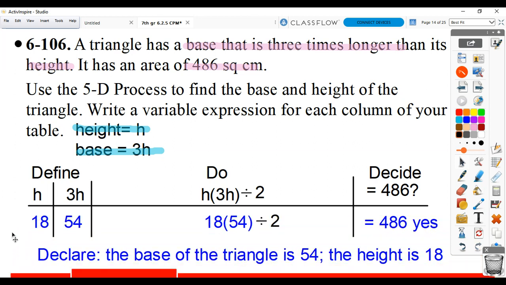So what we find is that the values that work are a height of 18 and a base of 3 times 18, or 54. And the reason that works is because 18 times 54 divided by 2 equals 486. So our declare is that the base of the triangle would be 54 and the height would be 18. Now, if it helps, when you define this, you could also put a B there for base, if that helps you remember that this is the height, this is the base.